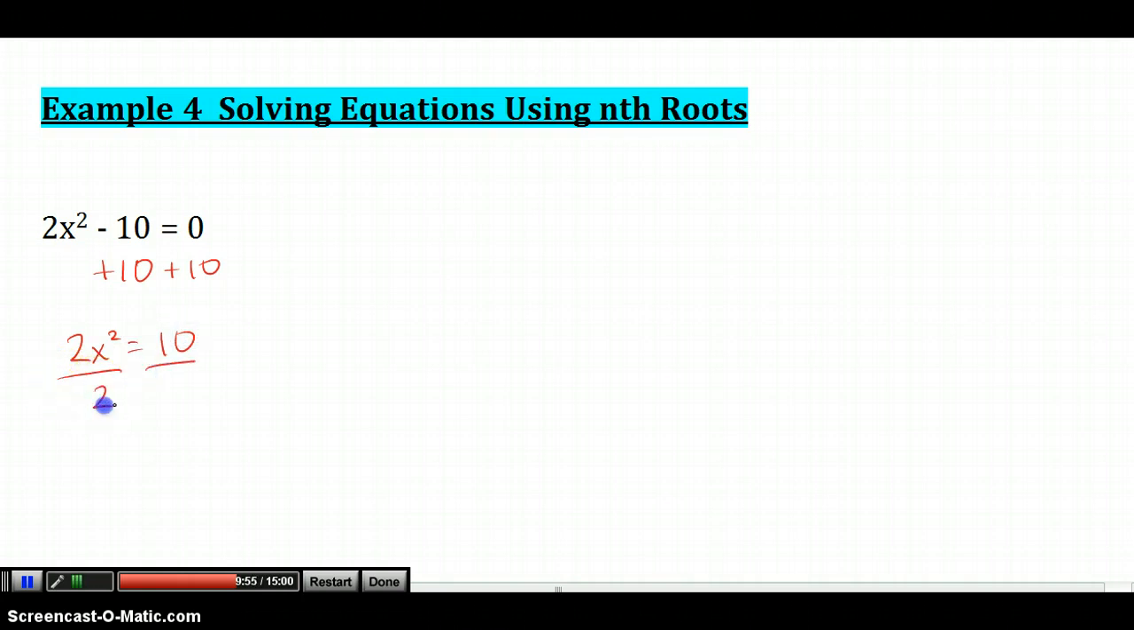Divide by the 2. We have x squared equals 5. So to finish this out, the opposite of the squared would be square root. So your answer would be x equals plus or minus the square root of 5. Now, unless the directions tell you, please leave your answer as a square root, not a decimal. We want the actual answer, not an approximation.